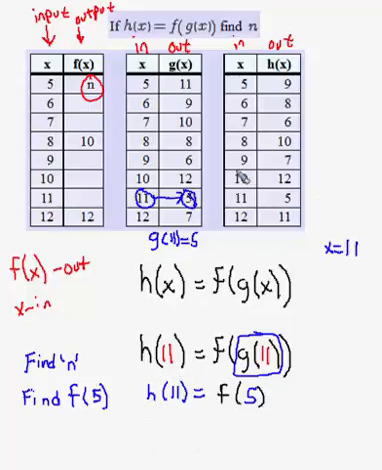Here's the input column into h. If the input to h is 11, the chart says that the output will be 5. So since h of 11 is 5, I can replace h of 11 with the number 5, copy the right-hand side of my equation, and have found that f of 5 is simply 5. Remember that f of 5 was just another way of asking the question, find n. Finding f of 5 is the same thing as finding n. So it turns out, for this problem, the value of n is 5.